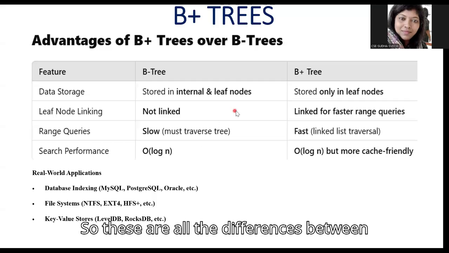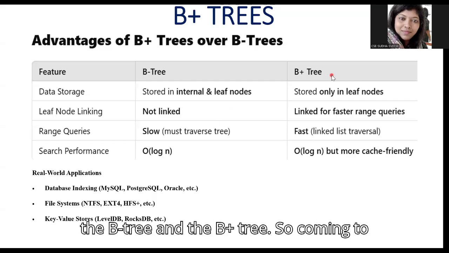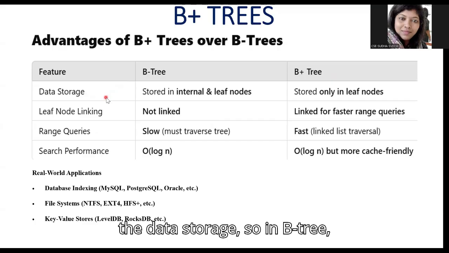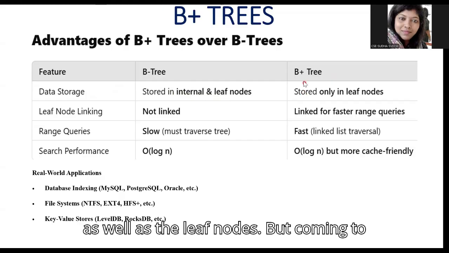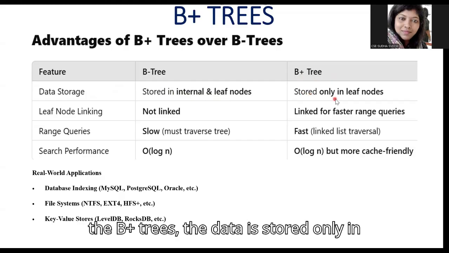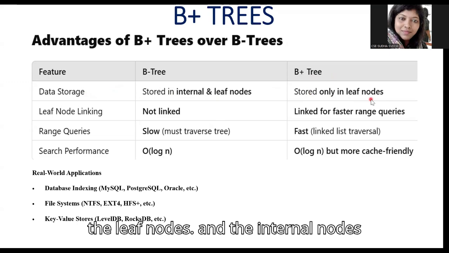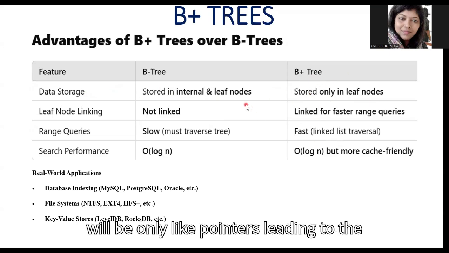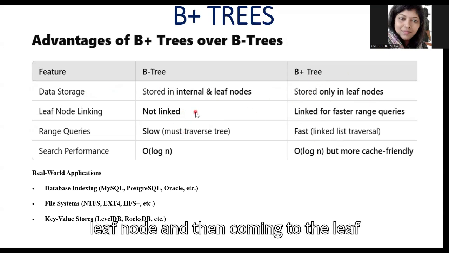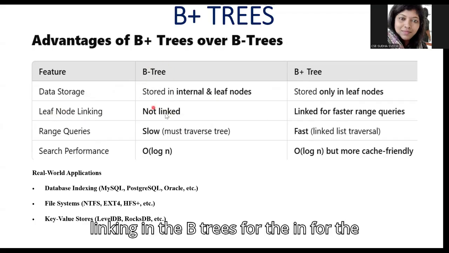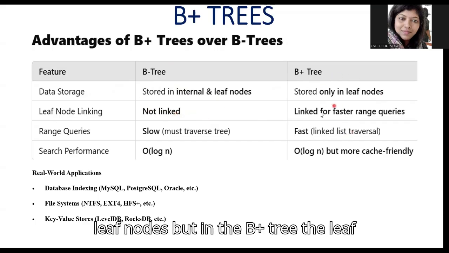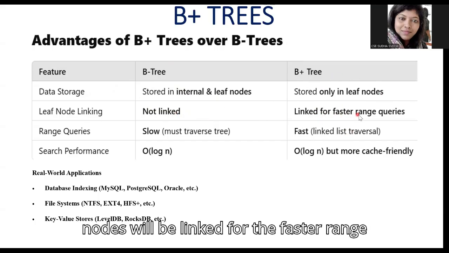So these are the differences between the B Tree and the B+ Tree. Coming to data storage, in a B Tree the data is stored in the internal nodes as well as the leaf nodes. But in B+ Trees, the data is stored only in the leaf nodes, and the internal nodes are only pointers leading to the leaf nodes. Coming to leaf node linking, there won't be any linking of the leaf nodes in B Trees, but in the B+ Tree, the leaf nodes are linked for faster range queries.